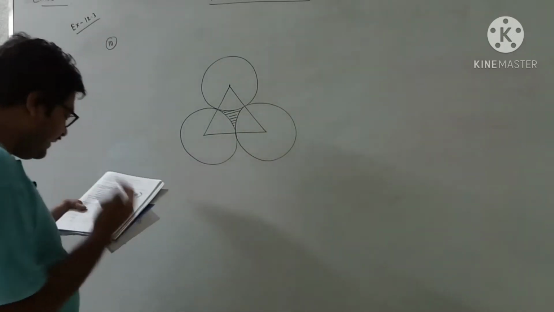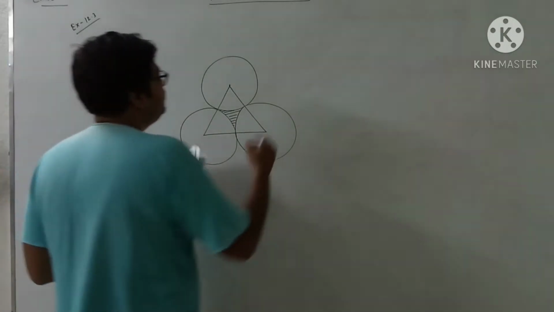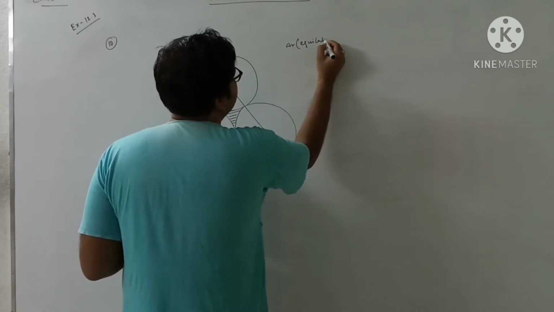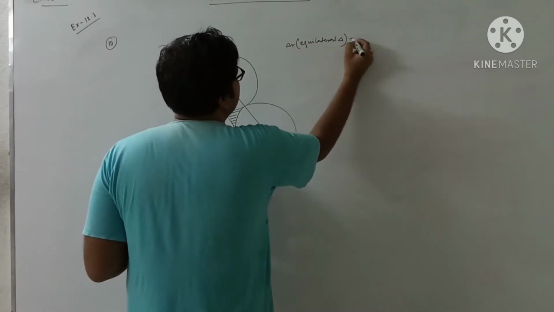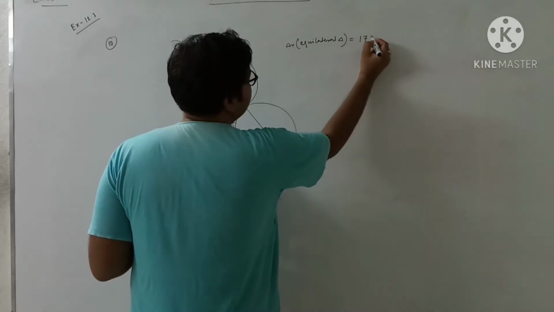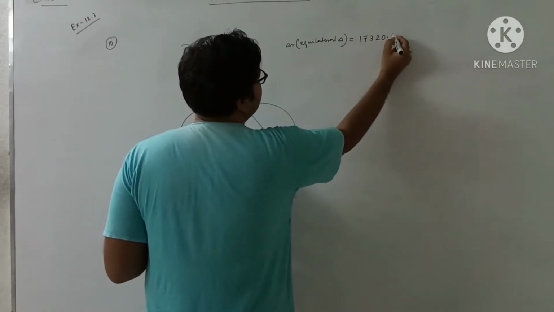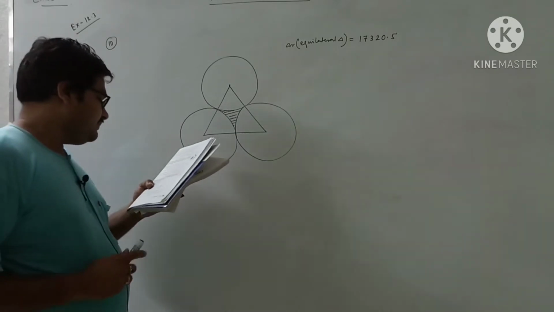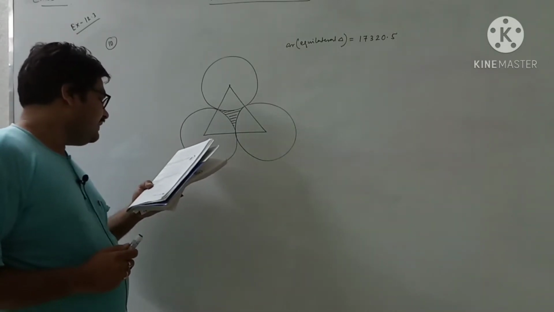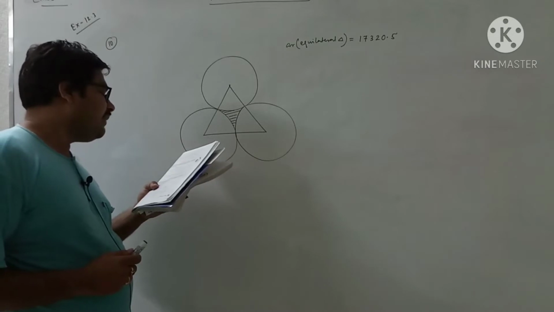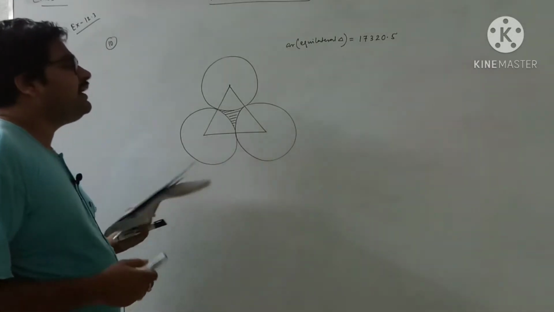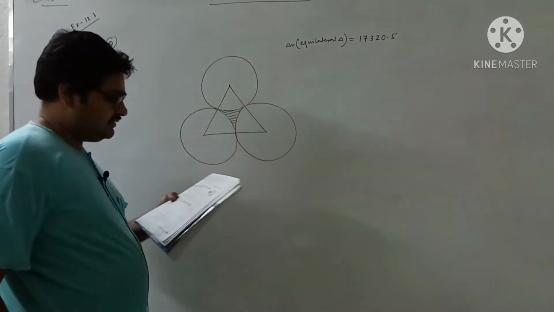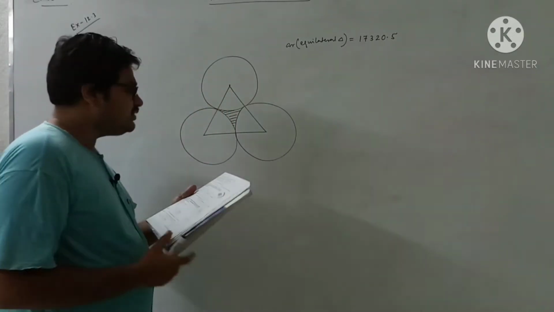The area of the equilateral triangle is given. So area of the equilateral triangle is given as 17320.5 centimeter square. And it is told that the circle is drawn with the radius equal to half of the length of the side. Okay, if I can get the side length, by doing half of it I can get the radius, and from that the area of the shaded region.